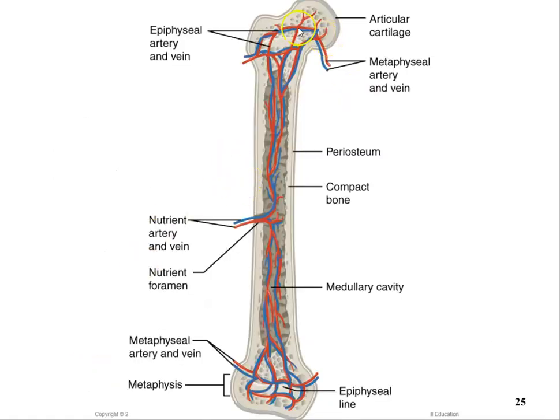Okay, so here you have a long bone. This is the femur. On the outside, you have the periosteum. Then you have, going inwards, compact bone. And then you've got spongy bone and then the medullary cavity. Here you have a nutrient foramen, and through it, a nutrient artery and vein that feeds the bone. And of course, you've got the diaphysis, the metaphysis, and the epiphysis, okay?